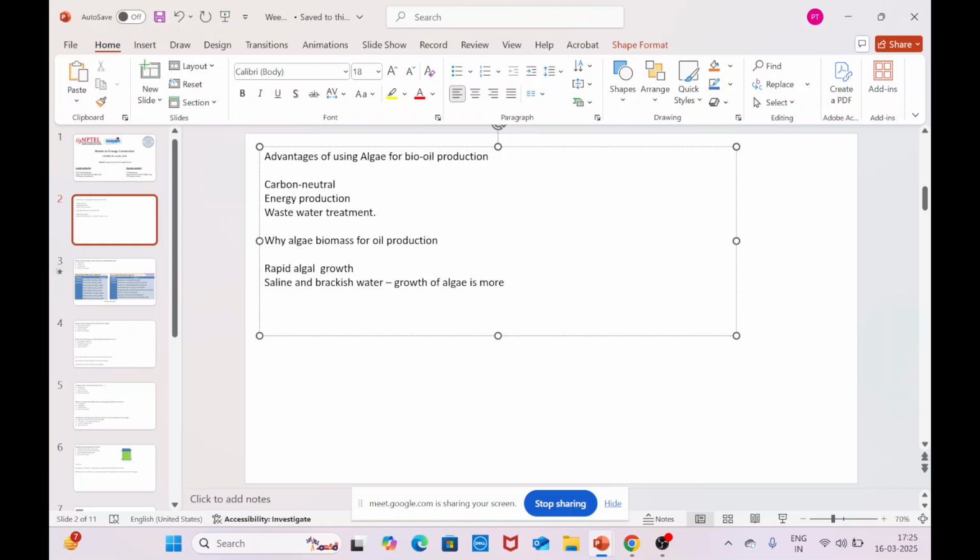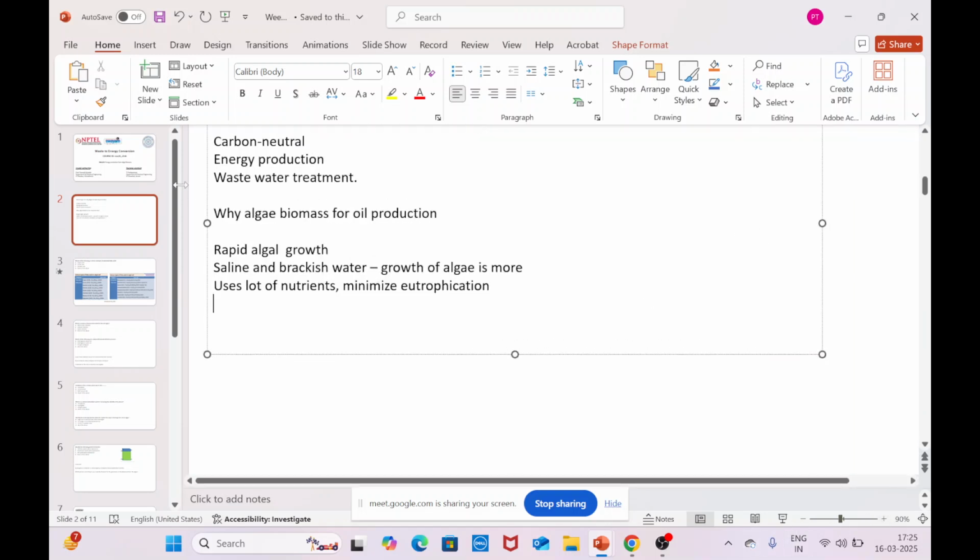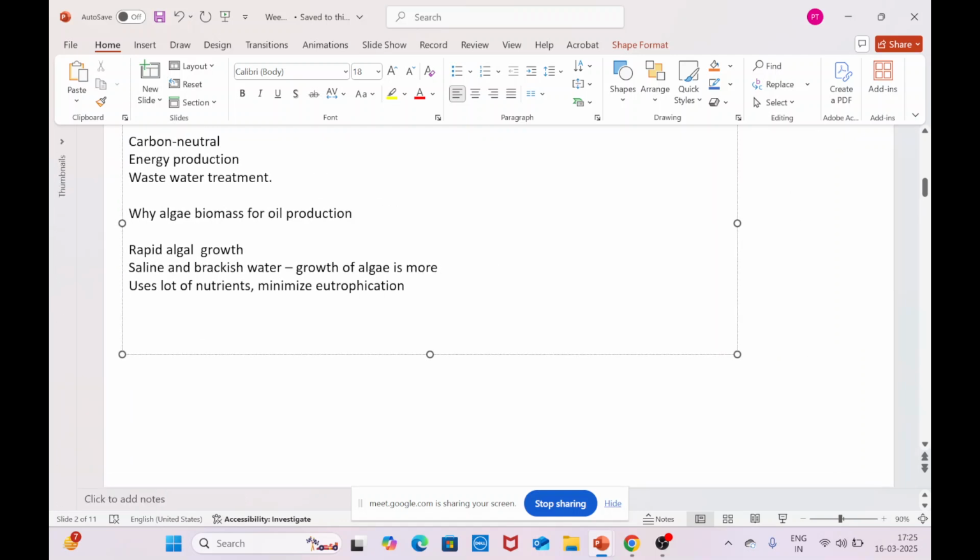Apart from that, this process uses lots of nutrients, which minimizes eutrophication. And since it utilizes carbon dioxide from the atmosphere, carbon neutrality is maintained.